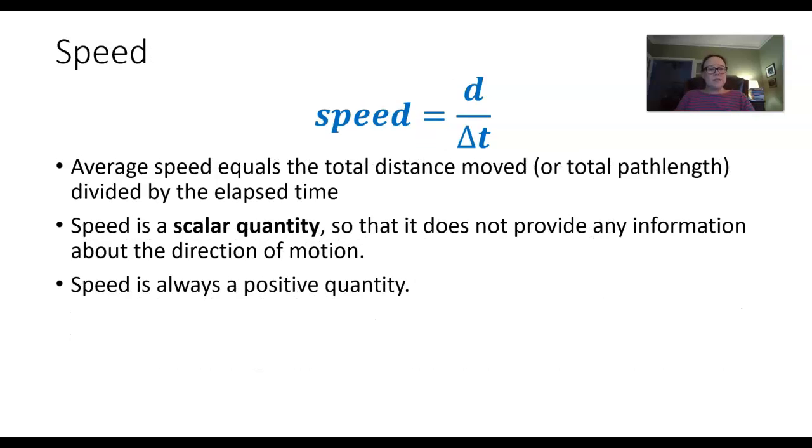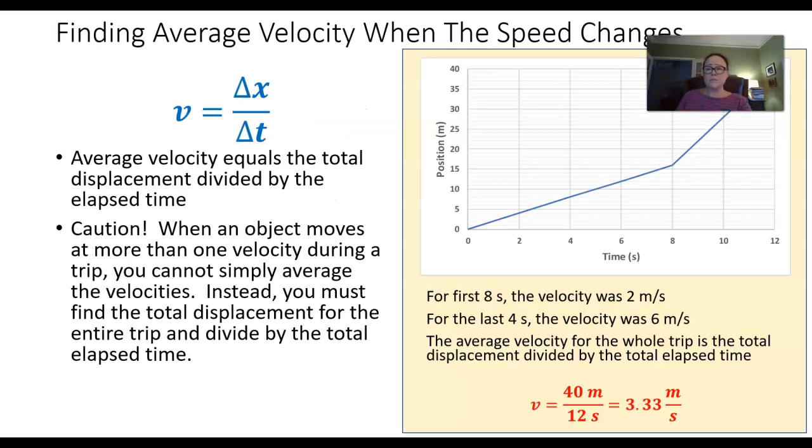Then let's talk about speed, which is another way of talking about how fast something moves. Speed equals the distance, or the path length, that the object moved divided by the elapsed time. Speed is a scalar quantity. It doesn't provide us any information about the direction of motion. Right? We are using another scalar quantity, distance, to calculate the speed. So speed is always a positive quantity. By the way, there's no symbol for speed. We just write speed when we're calculating that.